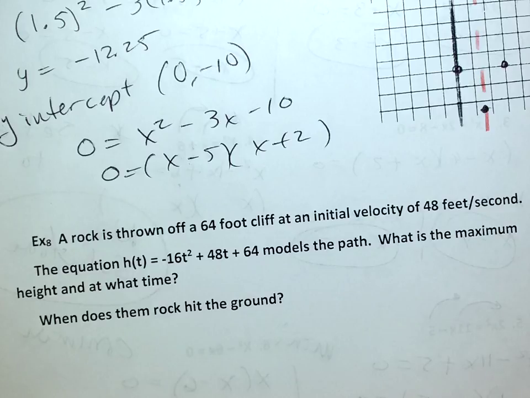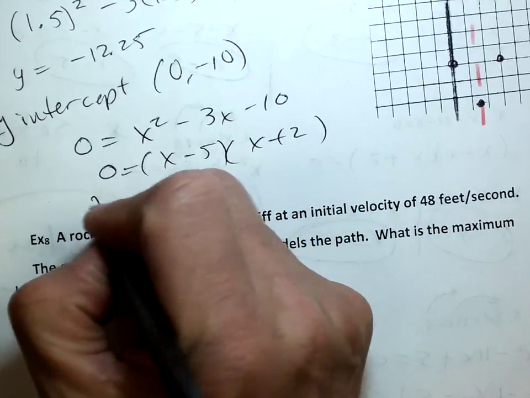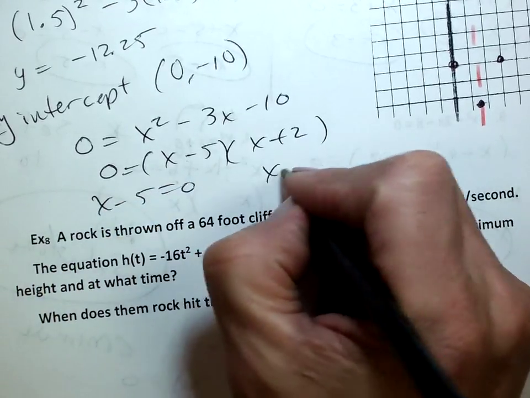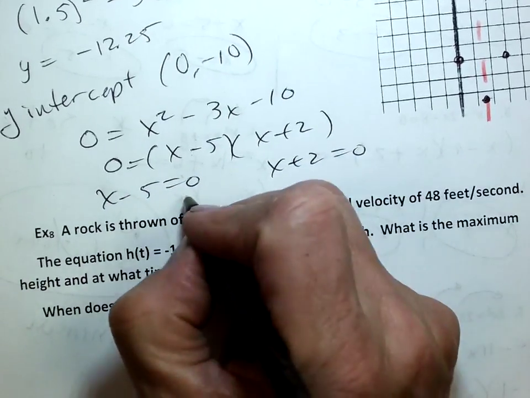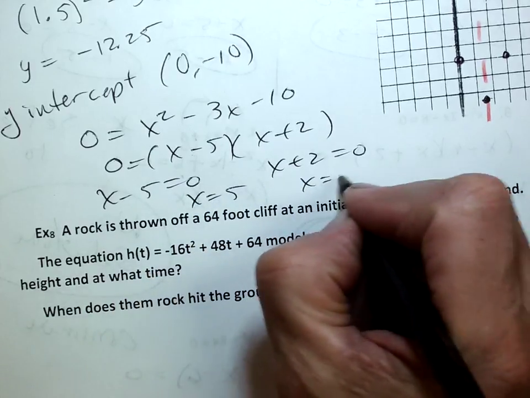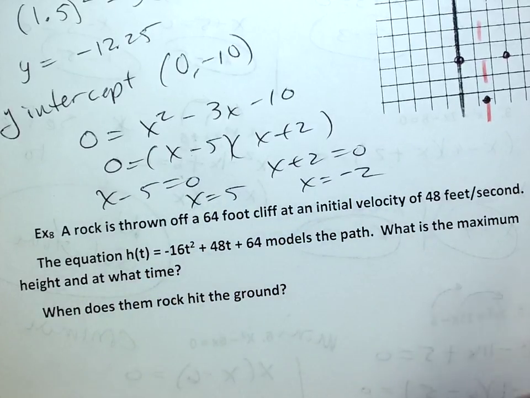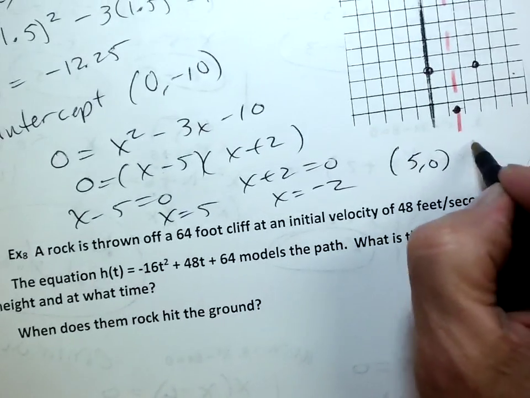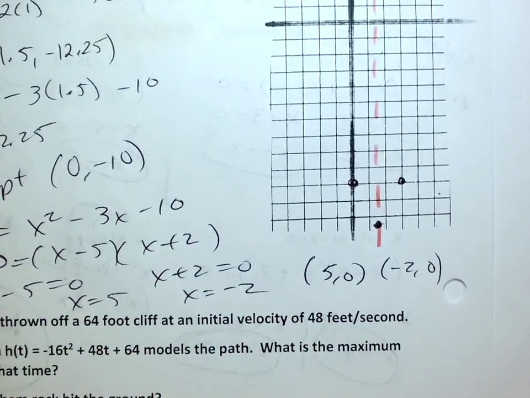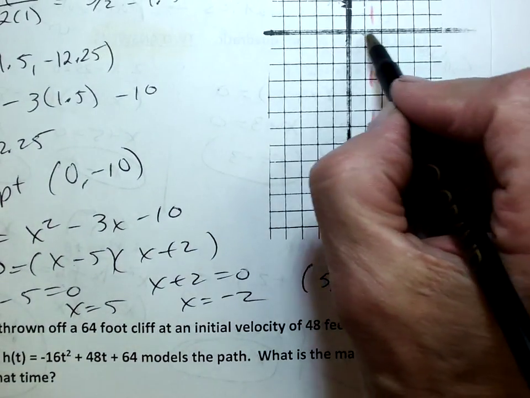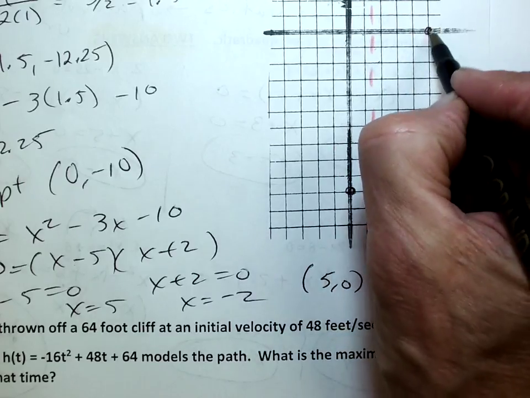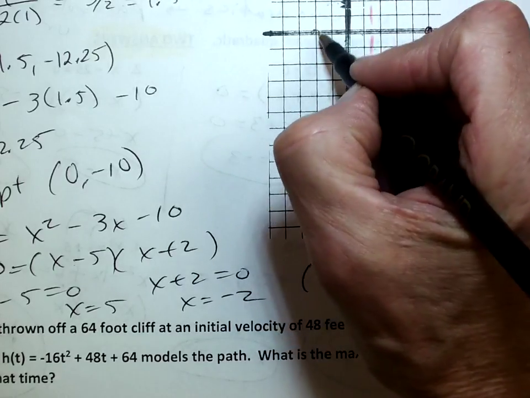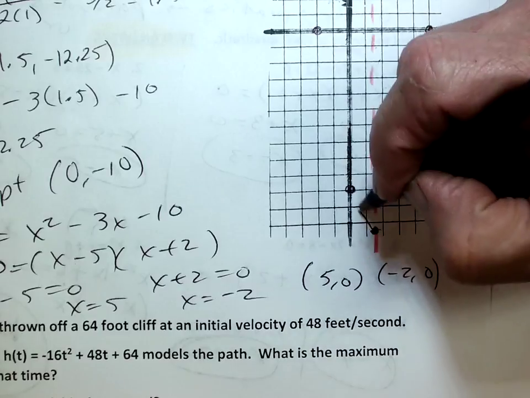Because we do our mini equations. Isaac, I'm going to show the minis so they get it, right? So we get x minus 5 equals 0, x plus 2 equals 0. We get x equals 5 and x equals negative 2, right? So those are going to be points 5, 0, negative 2, 0. Slide it up. 1, 2, 3, 4, 5. 1, 2, and then we can graph our parabola in.